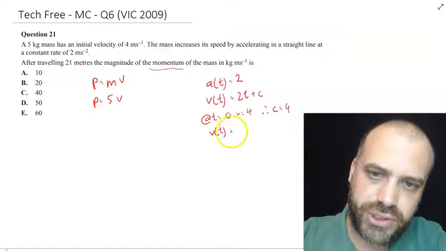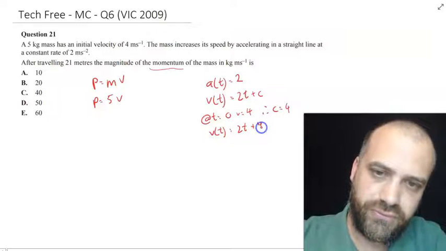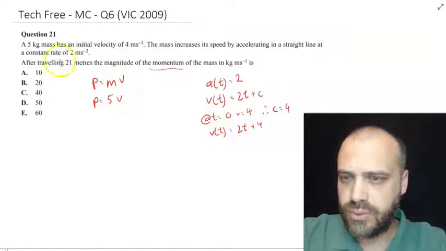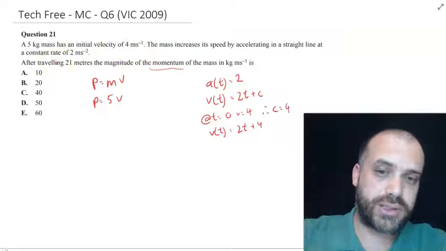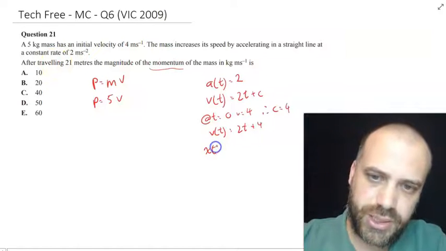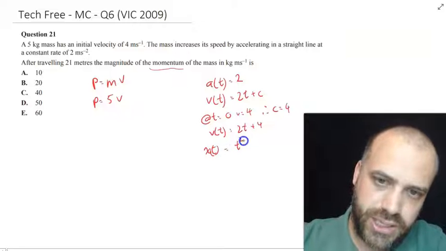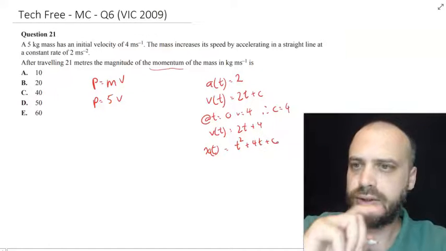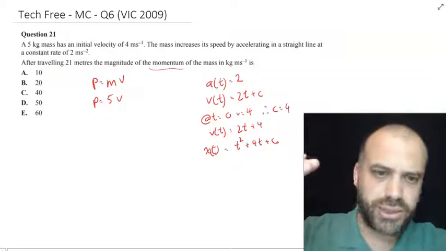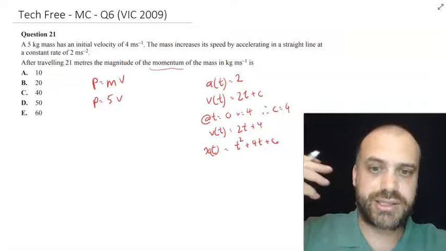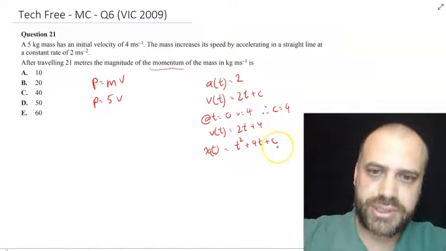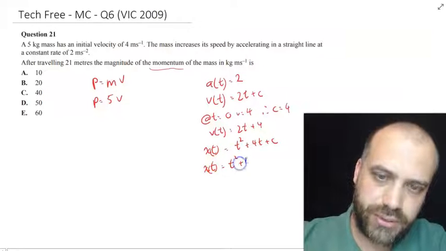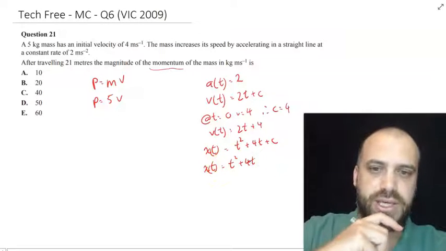So we have a velocity function, 2t plus 4. Now it says we want to know the momentum when its displacement is 21. So we need a displacement function. x with respect to t equals t squared plus 4t plus another c value. Now, at time 0, its displacement is 0, so its c value is 0. So x with respect to t equals t squared plus 4t.